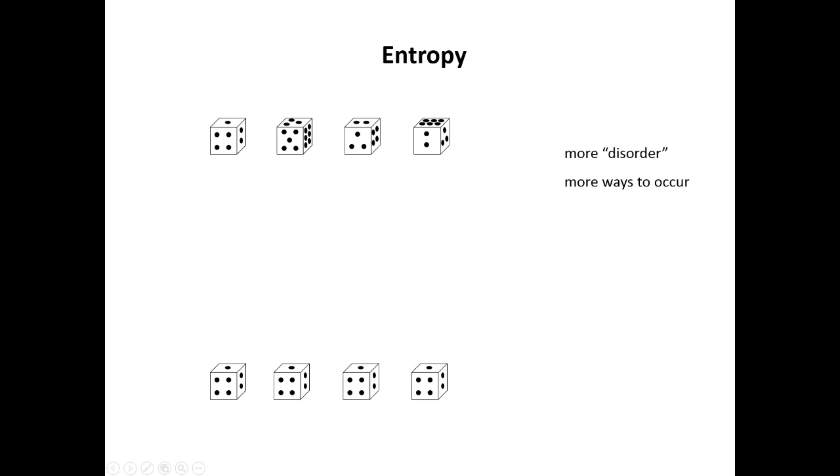These are related to entropy. We would say, by analogy, that the top system has more entropy. Why? Because it's more disorderly. There are more ways for this to occur. By contrast, something with a lot of order will have fewer ways to occur. Entropy measures these two things. It measures how much disorder is in a system, and it also measures how many ways there are to produce that system.